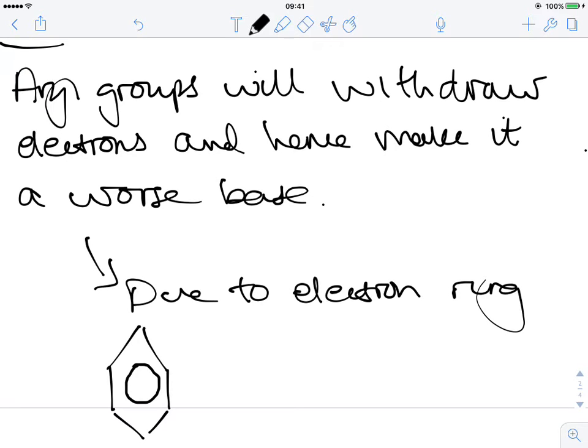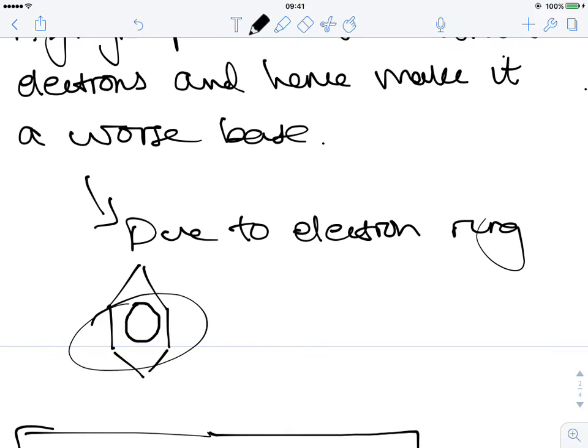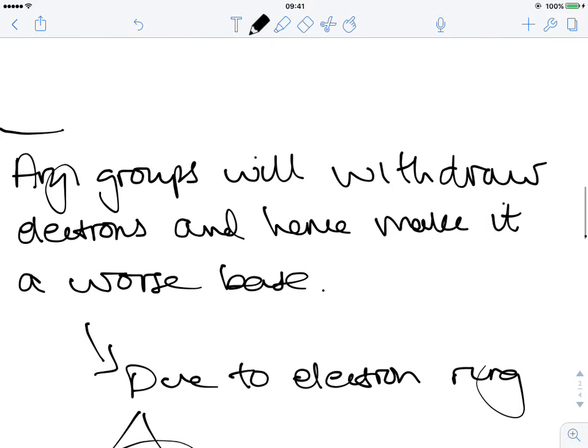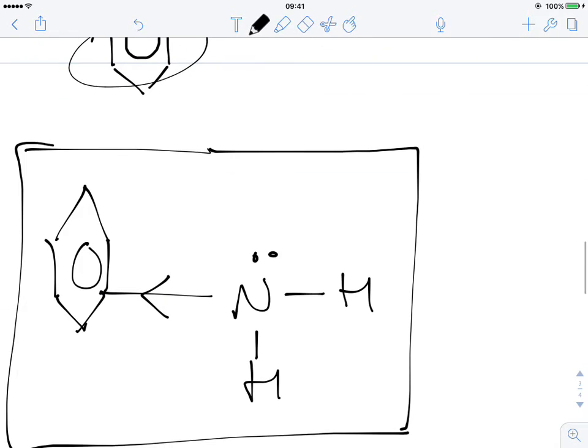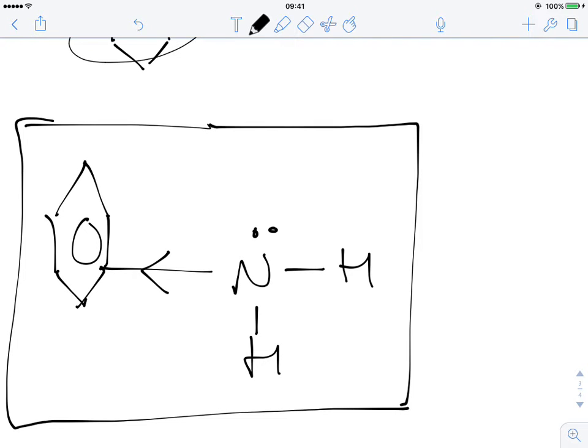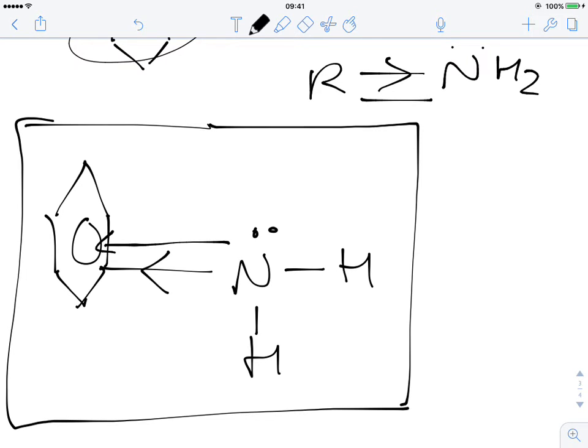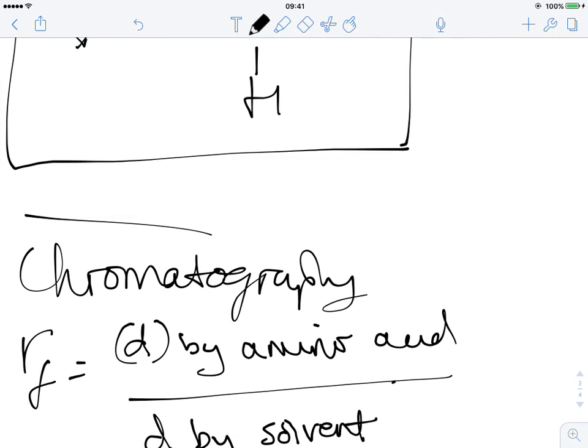Aryl groups will withdraw electrons, and therefore it's going to be a worse base. These are actually the worst bases in the sense of primary and secondary amines. And this is due to this delocalized ring of electrons in the benzene. Okay, aryl, not alkyl. So as I've drawn here, hopefully that will explain it to you, because before an alkyl is like this. As you can see, the electrons are going there, but here the electrons are going there, into the electron density of the benzene.